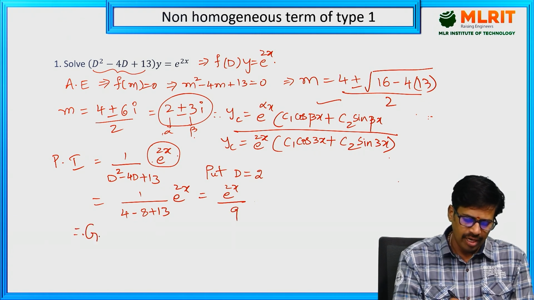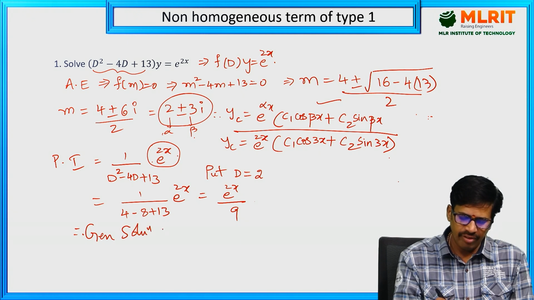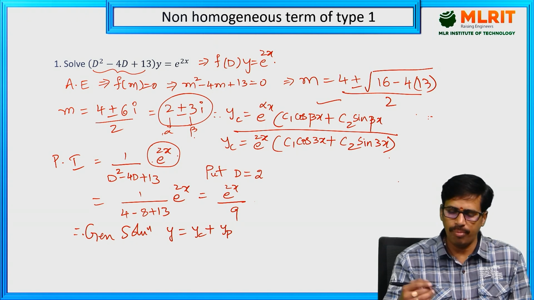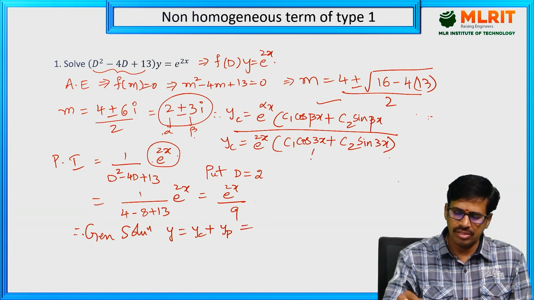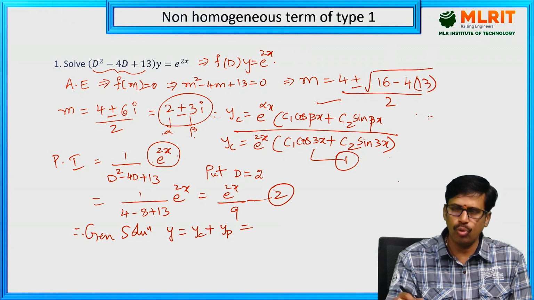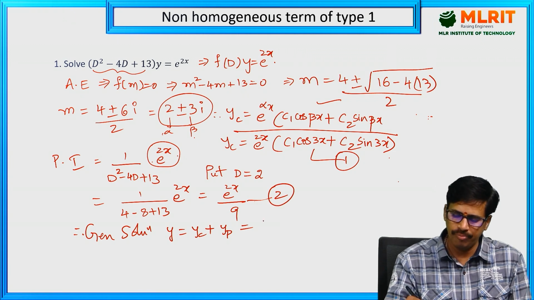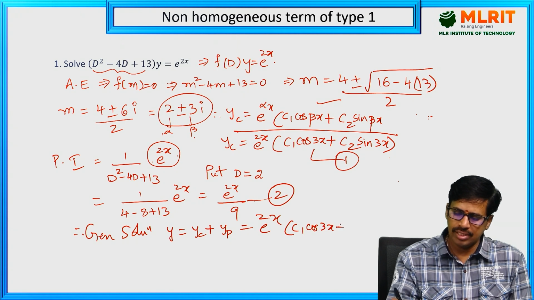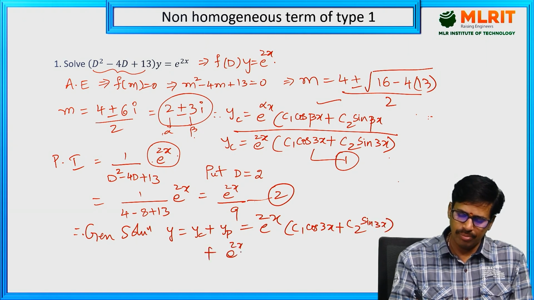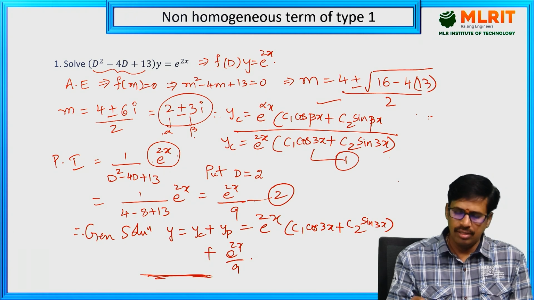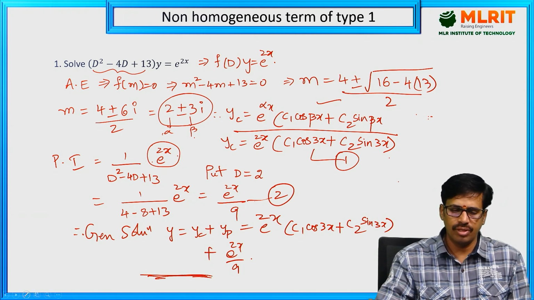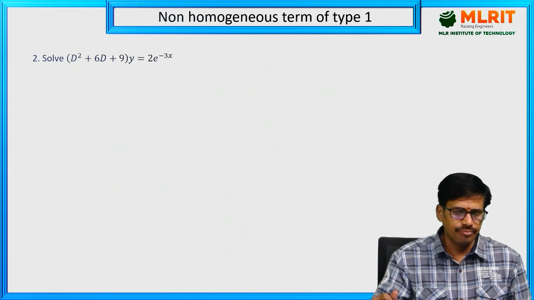Therefore, we write the general solution of the given differential equation as complementary function plus particular solution or particular integral. Complementary function is this one, particular integral is this. You add both the equations, we get the general solution. So e power 2x into c1 cos 3x plus c2 sin 3x plus e power 2x by 9. This is the solution for the given differential equation. Right. Let us see one more example.